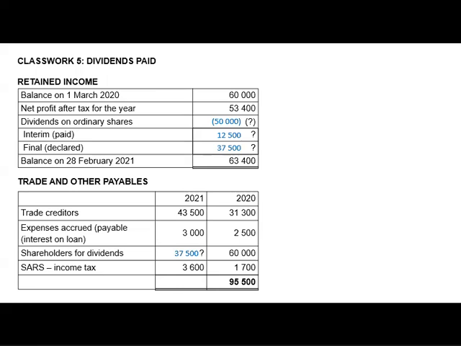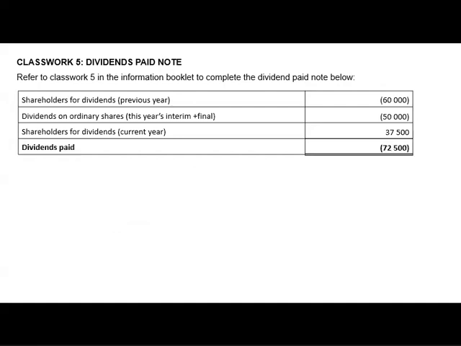With all that information, I can now prepare my dividends paid note. When I prepare my dividends paid note, I will start with last year's amount, which is 60,000, and you subtract this year's interim plus final of 50,000, and you add back this year's final of 37,500. You will get your dividends paid at 72,500.